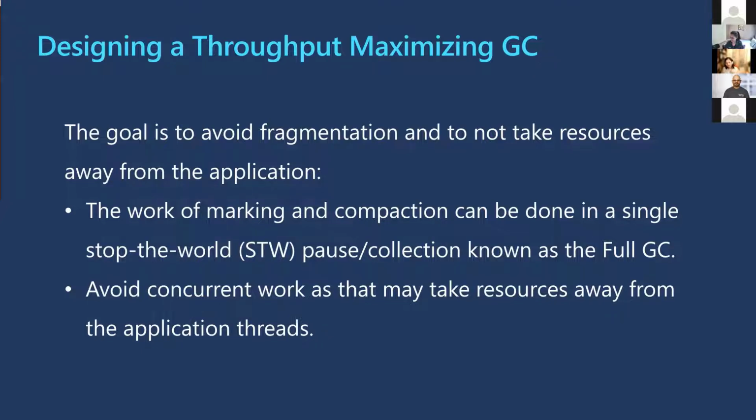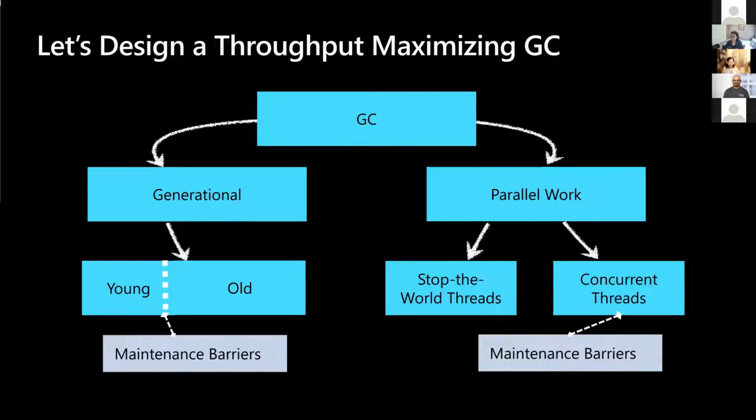So we avoid that. Going back to the design, this is where we were last. If I wanted to change this to a throughput maximizer, I would take away the concurrent threads. Okay, and that would be it, because we got rid of that. We have parallel threads and we are doing compaction. So we're good to go.